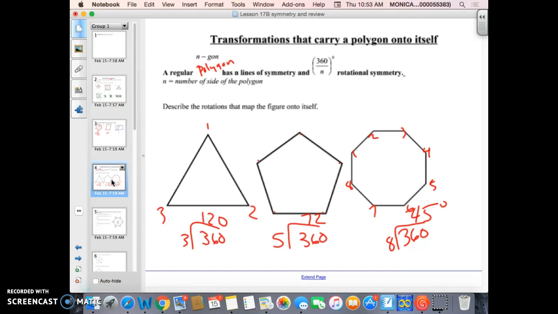So for example, if I took this shape here and I rotated it from point 1 to point 2, this would be a 72 degree turn. And then if I rotated it again to point 3, that would be another 72 degrees. So if I went from 1 to 3, I went a total of 144 degrees. I added 72 plus 72 to get the big angle here. Well, let me put it in green. The big angle here is 144 degrees.